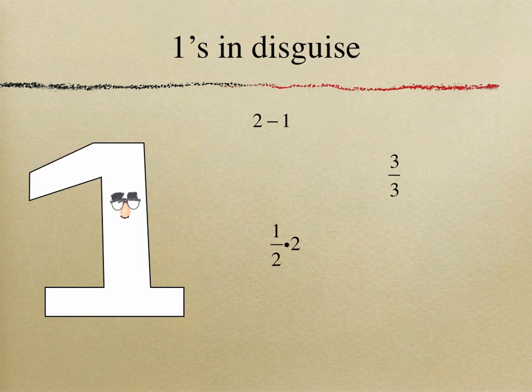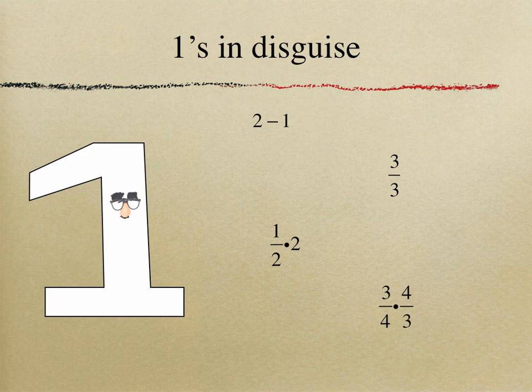They might look like this, 1/2 times 2. 1/2 of 2 is 1. They might look like this, 3/4 times 4/3. If I multiply those two numbers together, I'd get 1. All of the numbers shown here are equal to 1. They might not look like it, but they are in fact equal to 1.